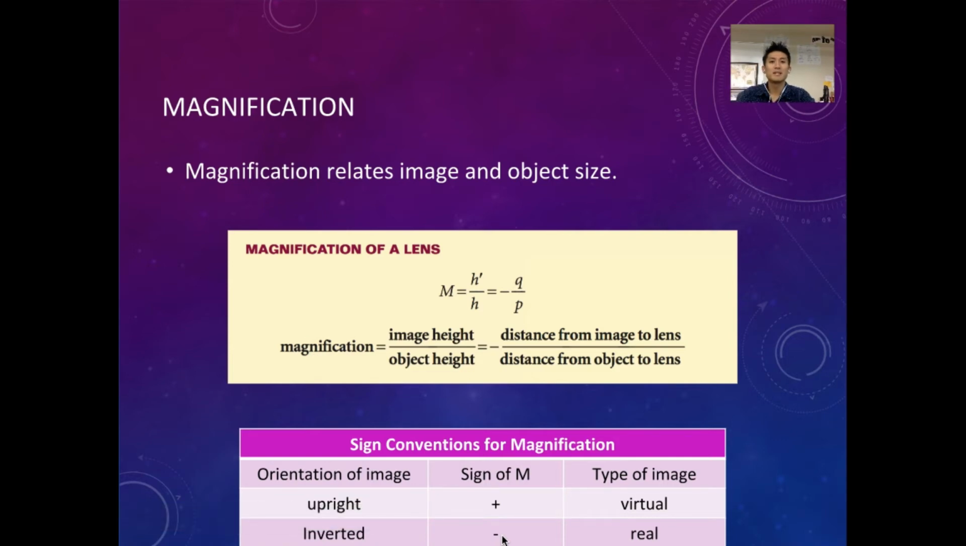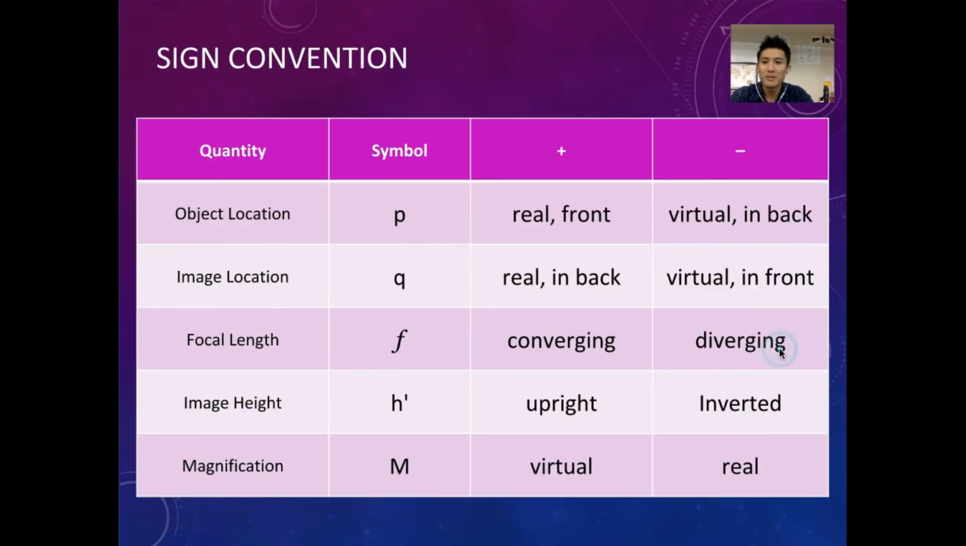In this case, a real image will appear on the opposite side of the lens. We'll be able to see it through the lens. That would be the real image. In terms of a virtual image, a virtual image for a lens would be on the same side as the object. So it's different. It's almost opposite that of mirrors.